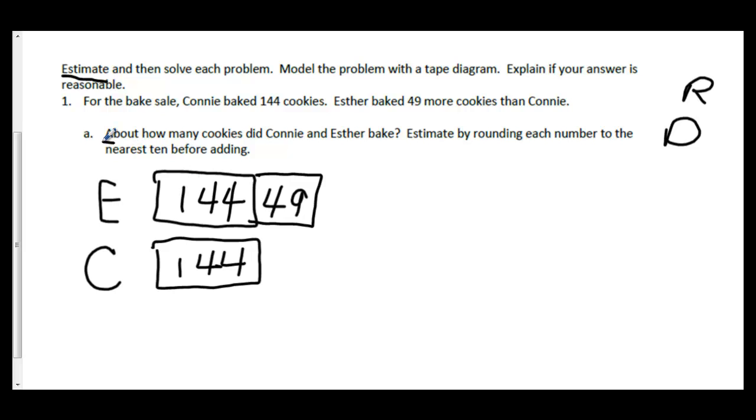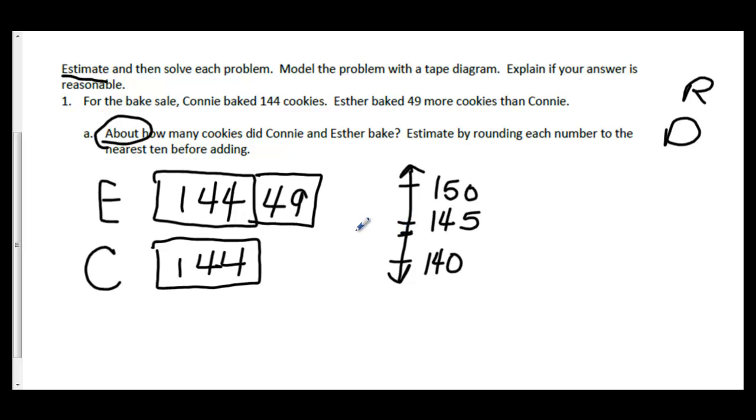Now, part A says about. So this is a big clue that I'm going to estimate. About how many cookies did Connie and Esther bake? Estimate by rounding each number to the nearest 10 before adding. So I've got 144, and I'm going to round it to the nearest 10. There are 140 tens and 144. 10 more would be 150. My midway point would be 145. Because 144 is less than 145, 144 would round to 140.